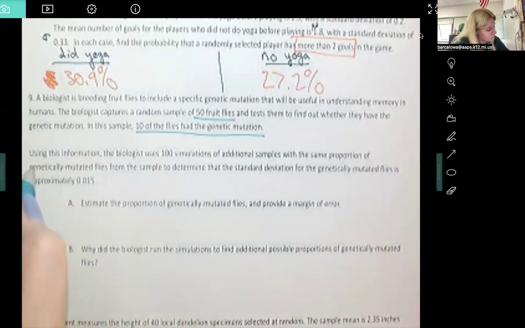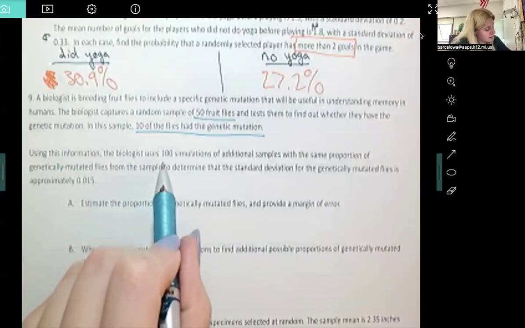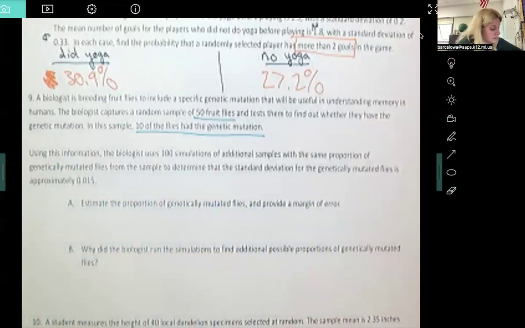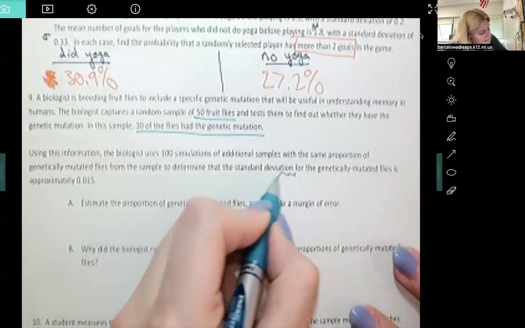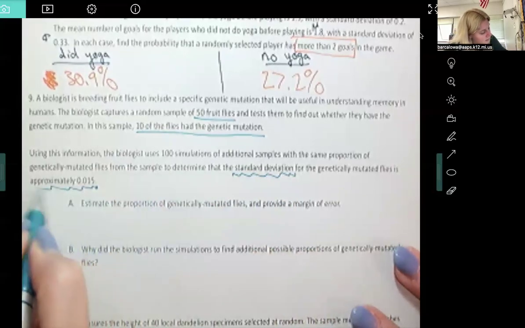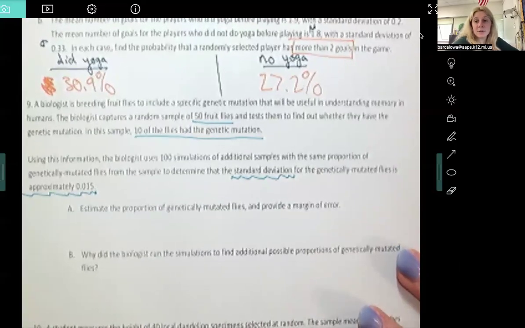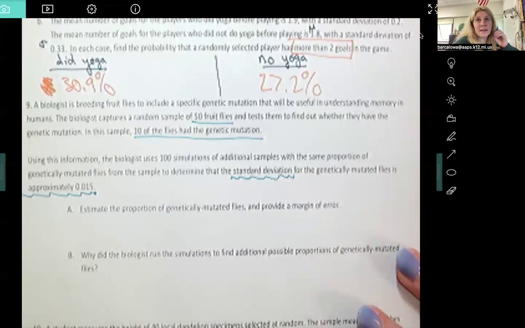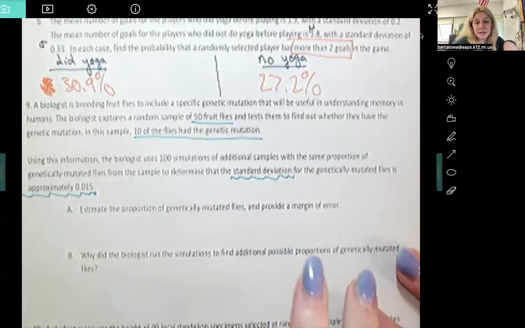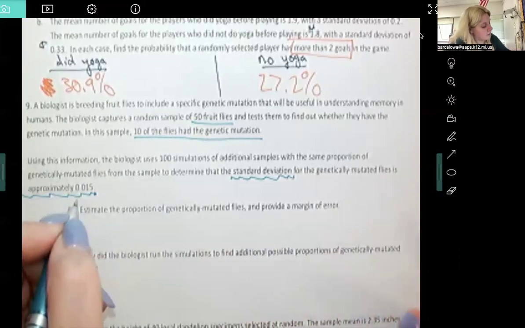Using this information, the biologist uses simulations of additional samples with the same proportion, and he finds that the standard deviation is approximately 0.015. So instead of having a lot of different samples, they're taking one sample and then randomly simulating samples, kind of like we've been doing in class these past few weeks.